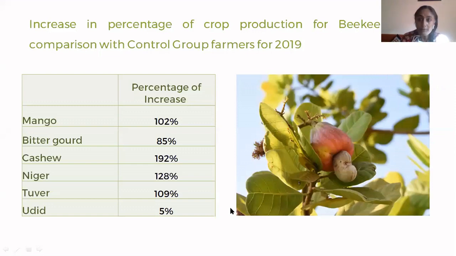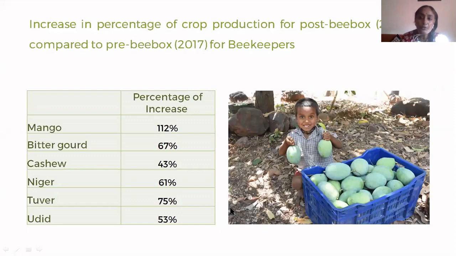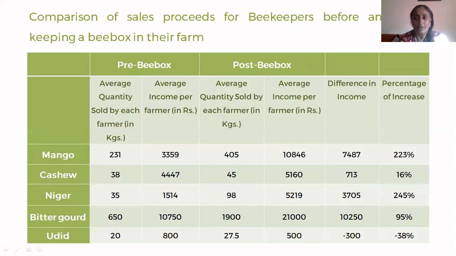And even for the farmers, the post bee box production was compared to the pre bee box production. And here again, you can see fairly large increases. Now, what do these increases translate to in terms of income for the farmers? Even for the beekeepers, there's been a substantial increase in average income earned from cash crops like mango, cashew, and Niger. And the other tables that I've not added show that self-consumption has also increased for these farm families.